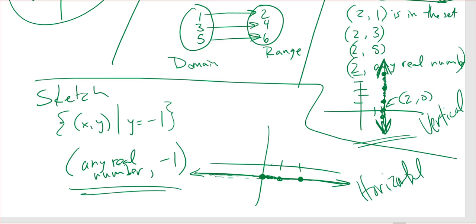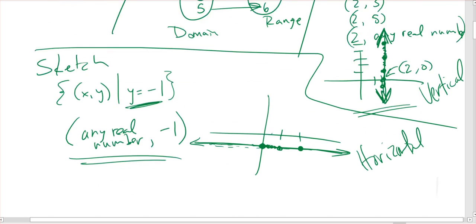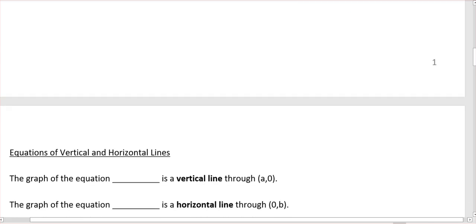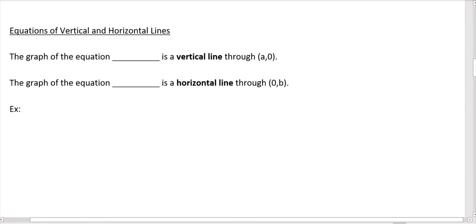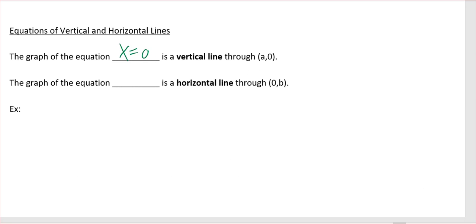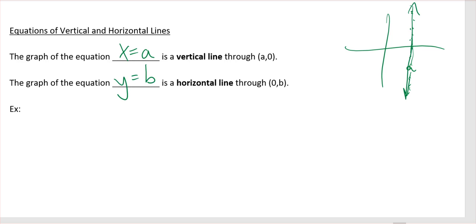Okay, so that's great. And what we can do here is generalize what we're doing, and that is written right here. If I have any equation of the form x equals a, that's going to be a vertical line. Any ordered pair that belongs to this is going to have x coordinate a, and there's infinitely many of them, so we can draw a solid line. And similarly, y equals b is going to go through the point (0, b).